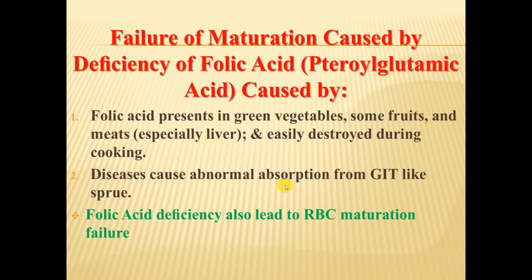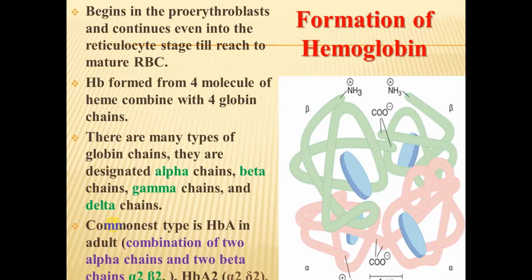A disease causing abnormal absorption in the GIT, like sprue, a serious disease or sensitivity of the GIT, can cause deficiency of folic acid, and that leads to maturation failure of RBC. Very important for maturation of RBC. That is all, dear students, the end of part 1 of lecture 1.